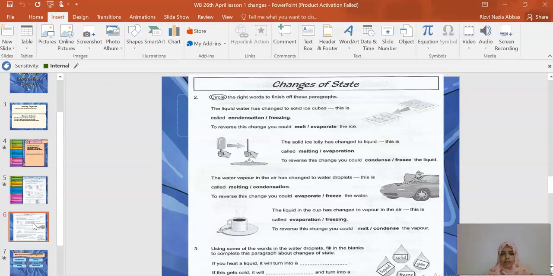In the same way, in this one, the liquid in the cup has changed to water vapor in the air. This is called evaporation or freezing. Circle the right one. To reverse this change, you could melt or condense the water vapor. It means if you want the vapor that's going to change back to water, what will you do? Will you melt it or condense it? I hope this is clear. Now here is fill in the blanks. You have to use the words from here and finish this up.